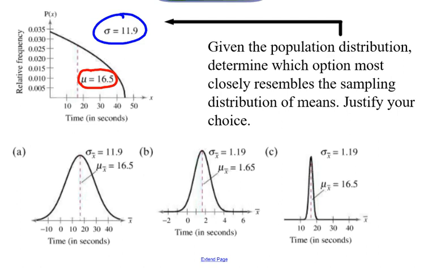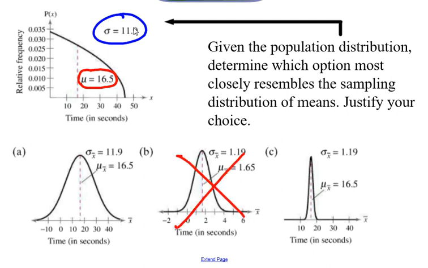So the first thing is if we're going to take and draw a bunch of samples and calculate their averages and plot them, it's going to be the same average as the population. So we need an average of 16.5. And if I look, there's only two that do that, A and C. B has a sample of 1.65, so it can't be this one.